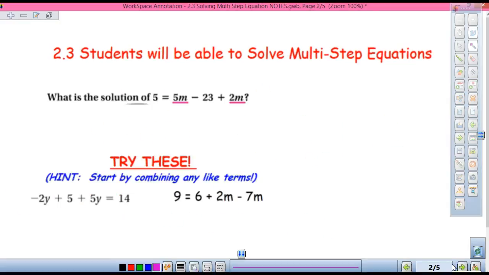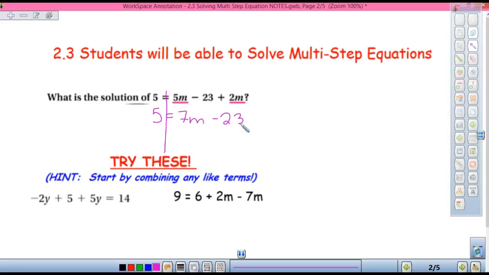So, if we look at 5 equals 5m minus 23 plus 2m. Draw your line down your equal sign. If you have like terms on the same side of the equal sign, you can just combine those. Okay, you don't have to do the opposite or anything like that, you're just going to combine them. So we have 5 equals, what do I have for m's? Well, yep, we got 5m plus 2m, so we end up with, there you go, 7m minus 23.